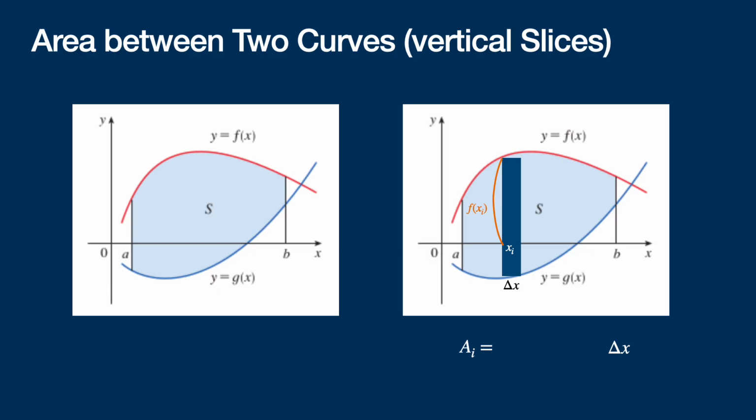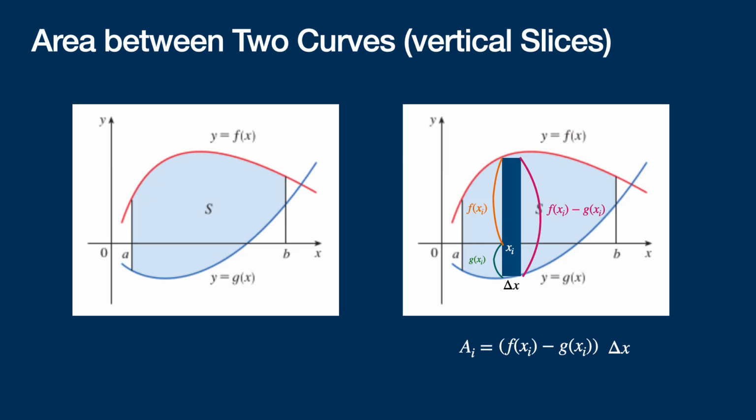The other one is g of x. That's going to be g of xi. Put together, guys, f of x minus g of x. So that's going to be the height of this rectangle. So how can we find the area of a rectangle? Height is going to be f of xi minus g of xi times base. That's how to find area of vertical slices.